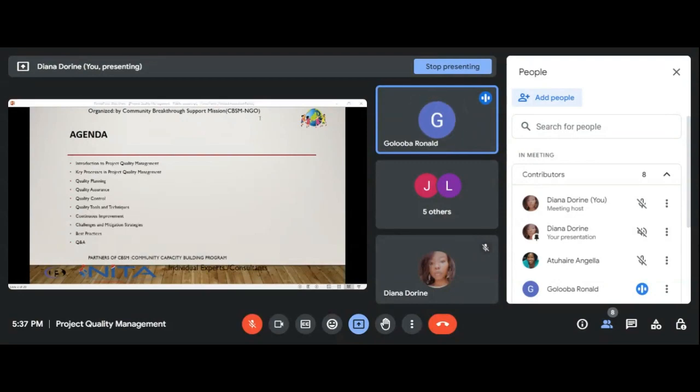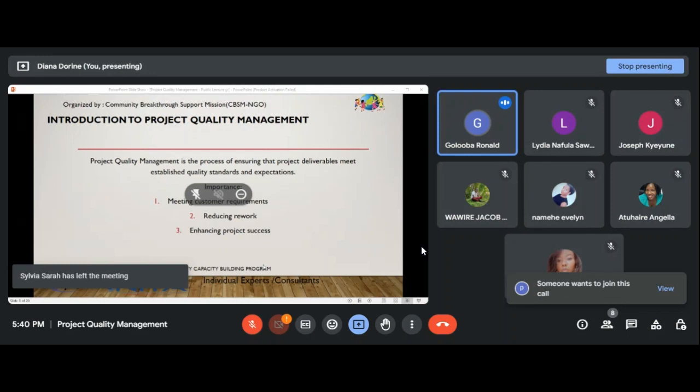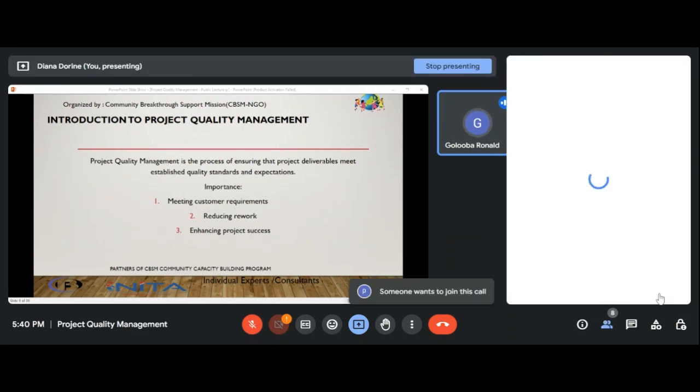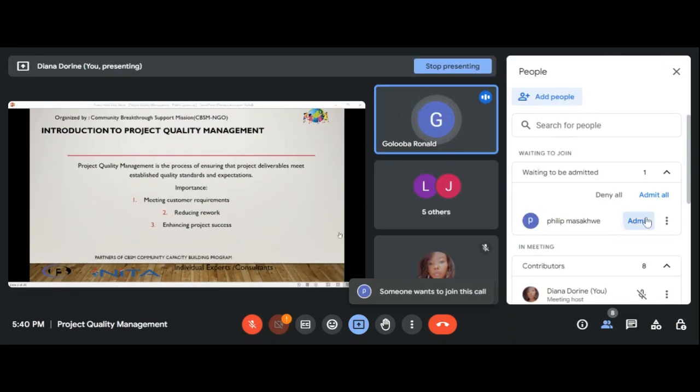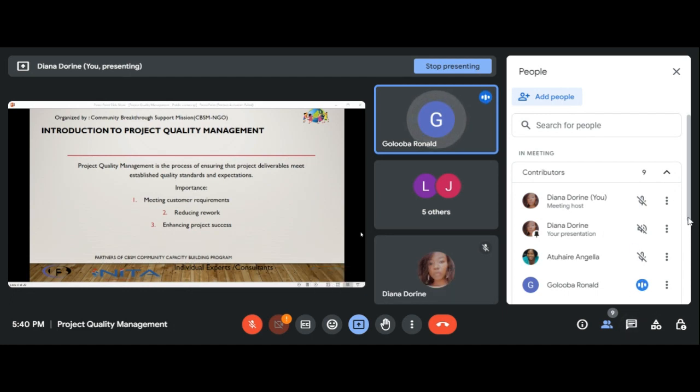So today we shall be looking at the introduction to project quality management. Key processes in project quality management, which are basically quality planning, quality assurance, and quality control. Then we'll look at executing the quality management activities to assess performance and ensure the project outputs are complete, correct, and meet customer expectations. That's according to the Project Management Body of Knowledge.